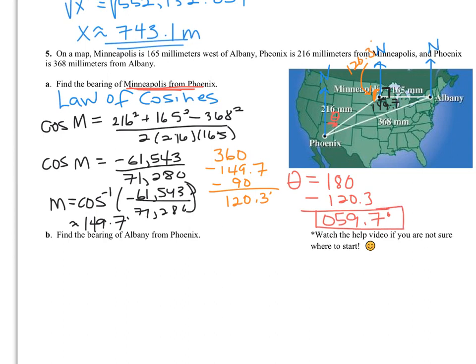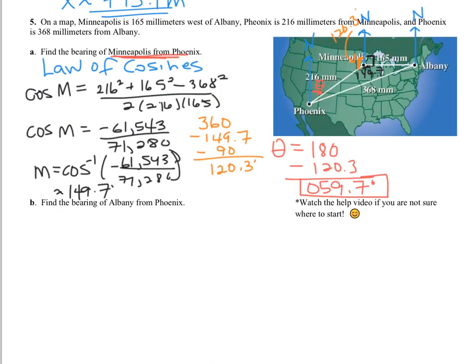This one took quite a bit of work. But we're going to apply that same idea in Part B. Part B wants us to find the bearing of Albany from Phoenix. To go to Albany from Phoenix, we're going to find that bigger angle. That is going to be our new bearing. Well, we already have part of that answer. Part of the answer is the 059.7. What we need to do is figure out angle P for Phoenix in that triangle, and then we just add them together. So this one's actually a little bit easier than the last one.